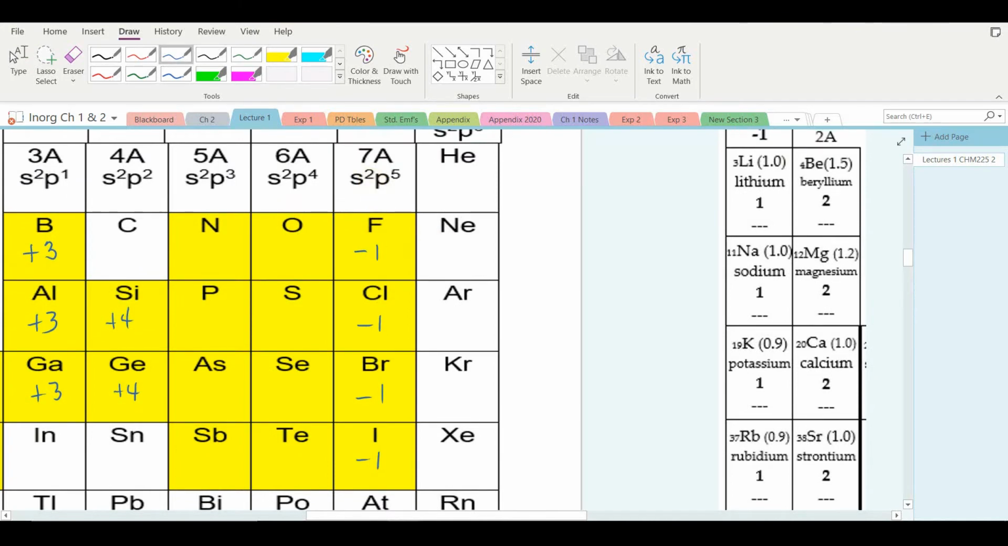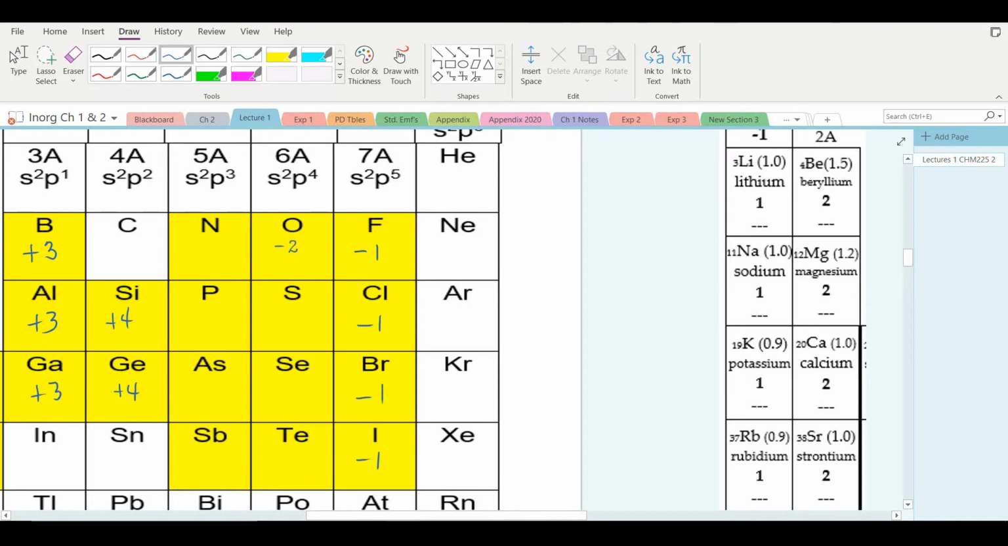That's pretty easy, right? Let's go to group 6A. Oxygen is the second most electronegative element in the periodic table. Electronegativity is 3.5. There are very few compounds, really only fluorine, that can take electrons from oxygen. So in almost all of its compounds, oxygen would like to gain 2 more electrons to become like neon. And so it's almost always -2.